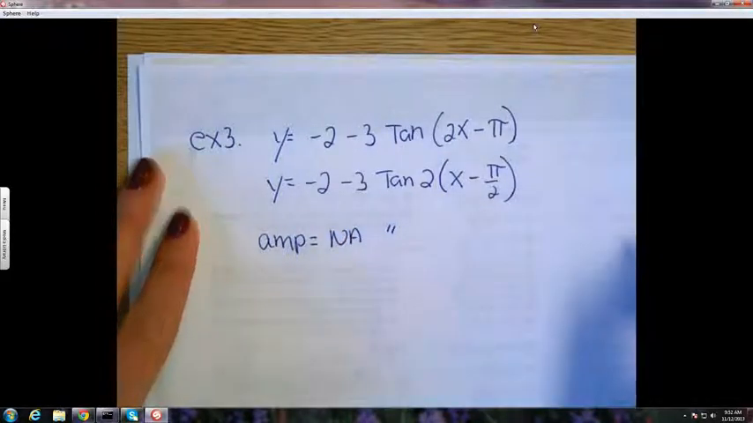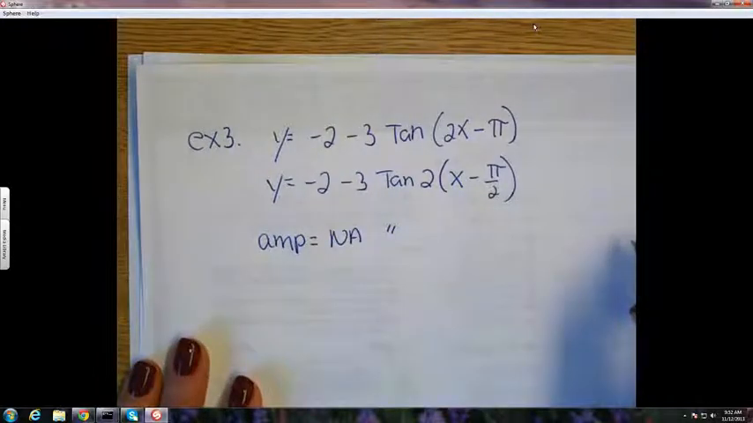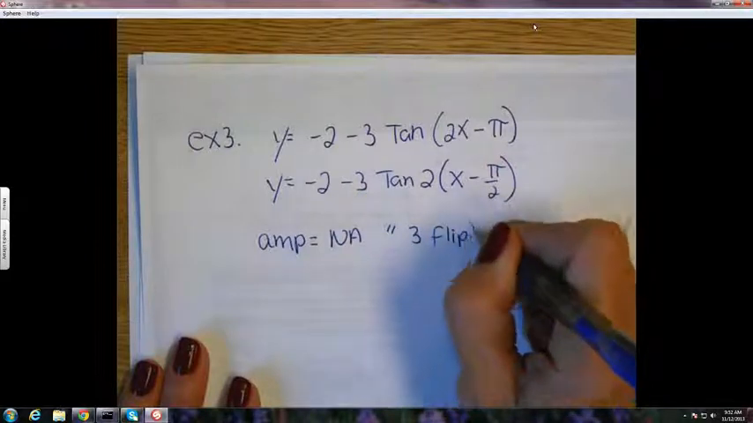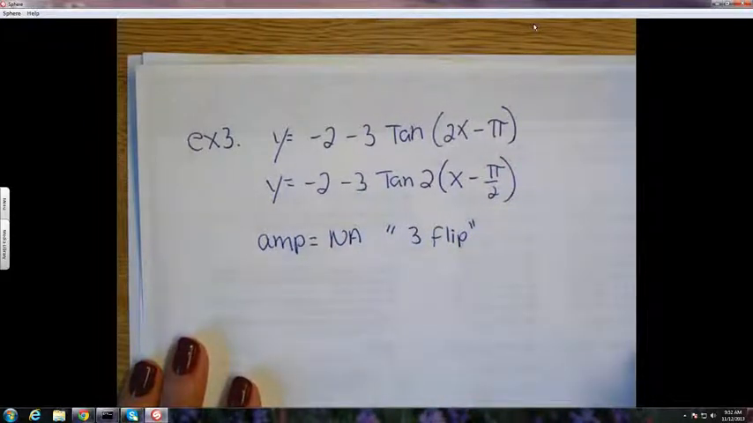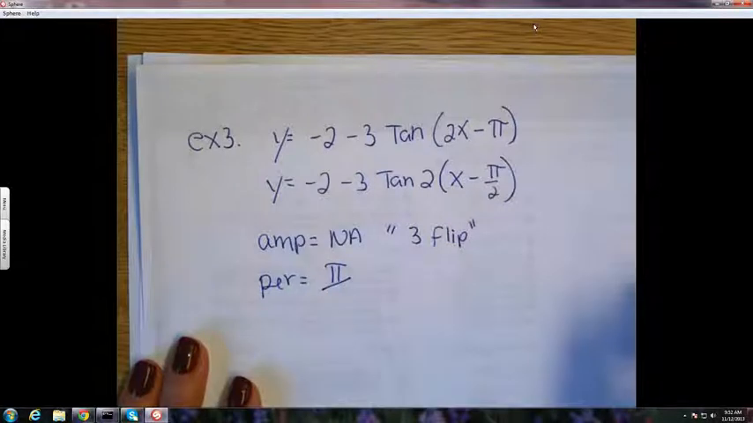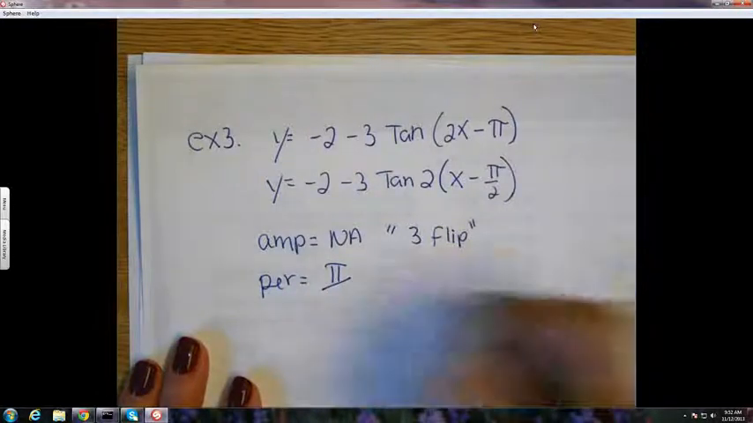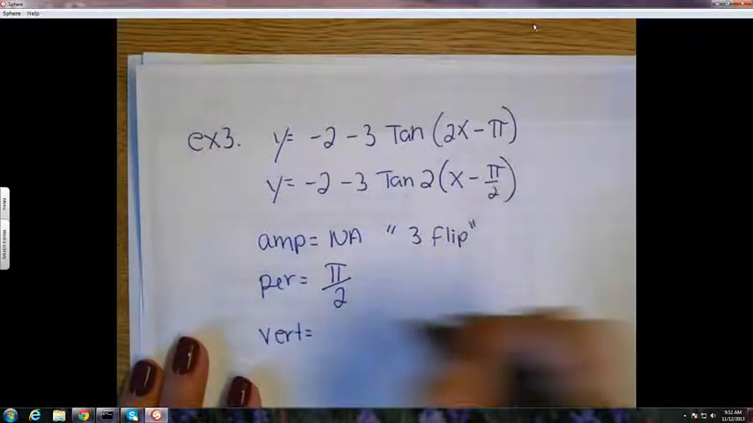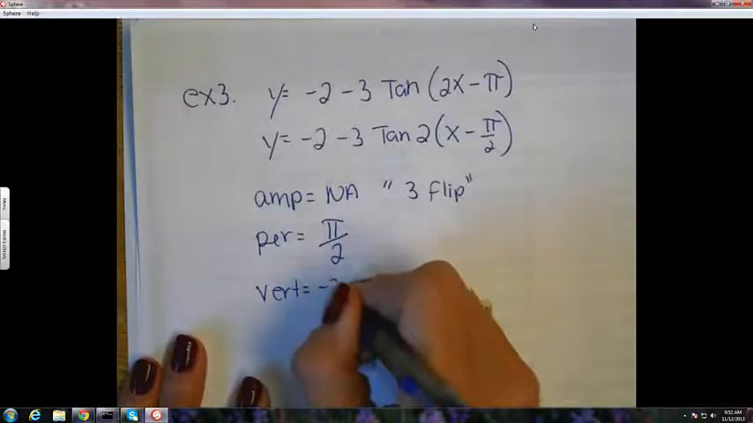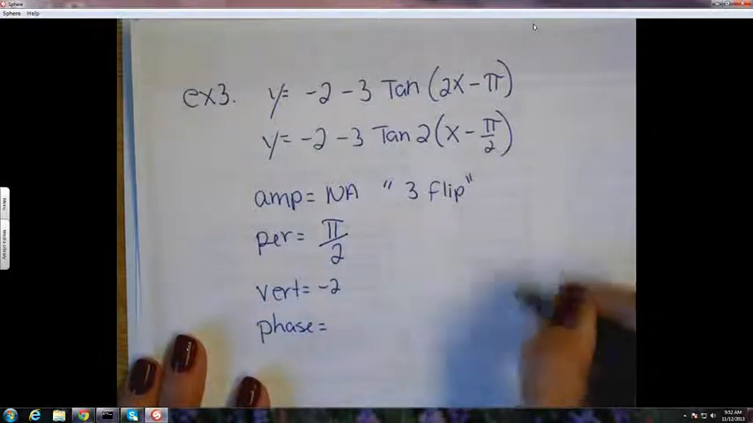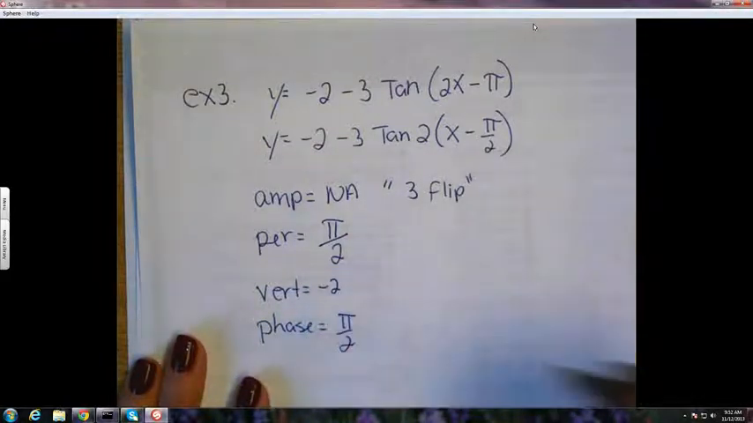Well, what are we going to have to remember when we make our table? 3 with a flip, because of the -3. And a flip always just means switch your max and min. Period: pi divided by 2. Vert: -2. And phase: pi over 2. Opposite of what's there, just like always.